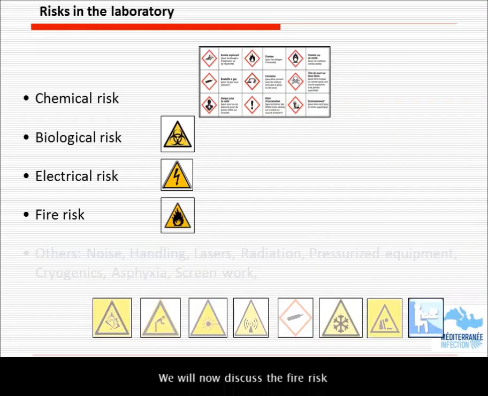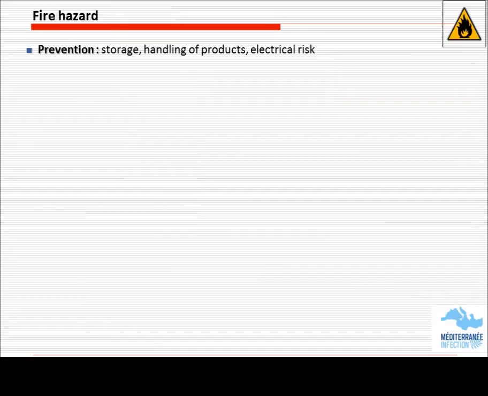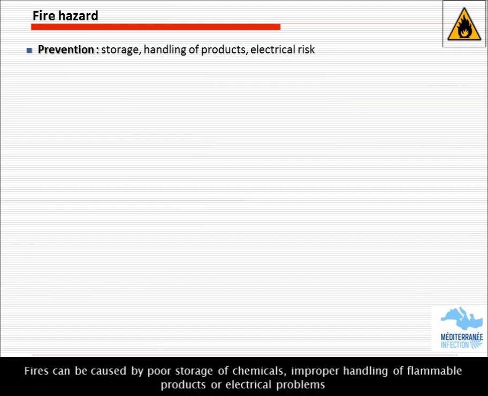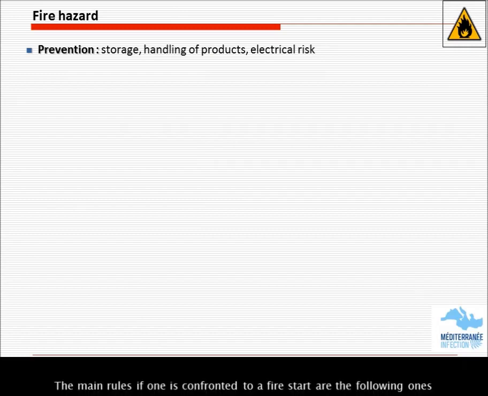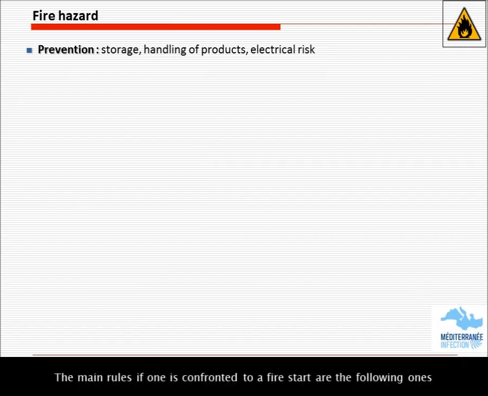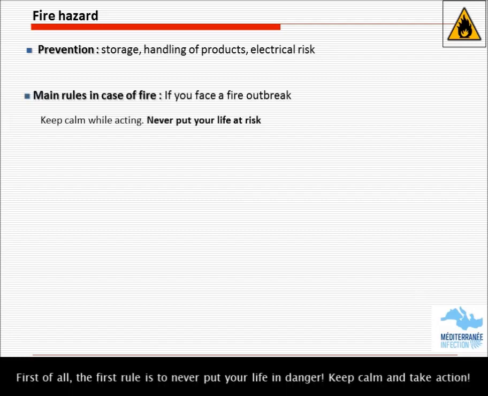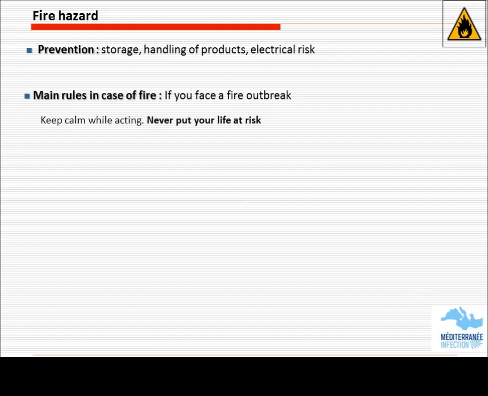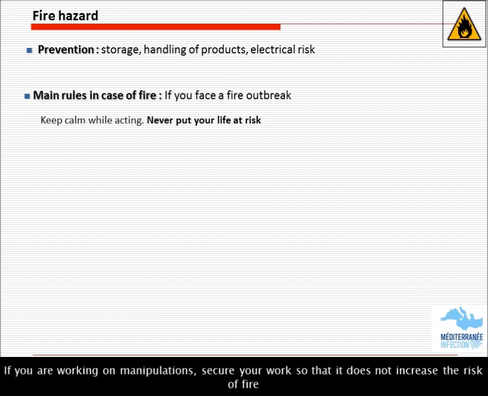We will now discuss the fire risk. Fires can be caused by poor storage of chemicals, improper handling of flammable products, or electrical problems. The main rules if one is confronted to a fire start are the following ones. First of all, the first rule is to never put your life in danger. Keep calm and take action. If you are working on manipulations, secure your work so that it does not increase the risk of fire.